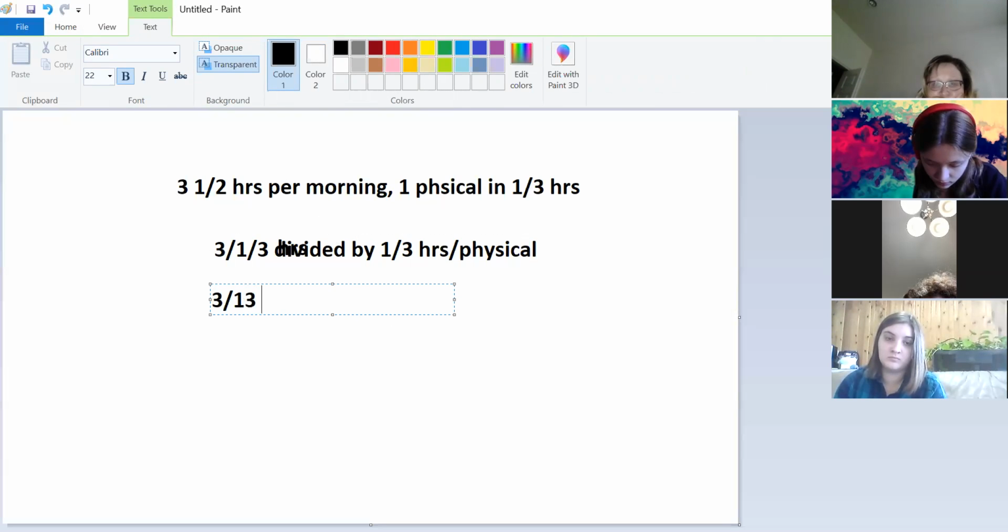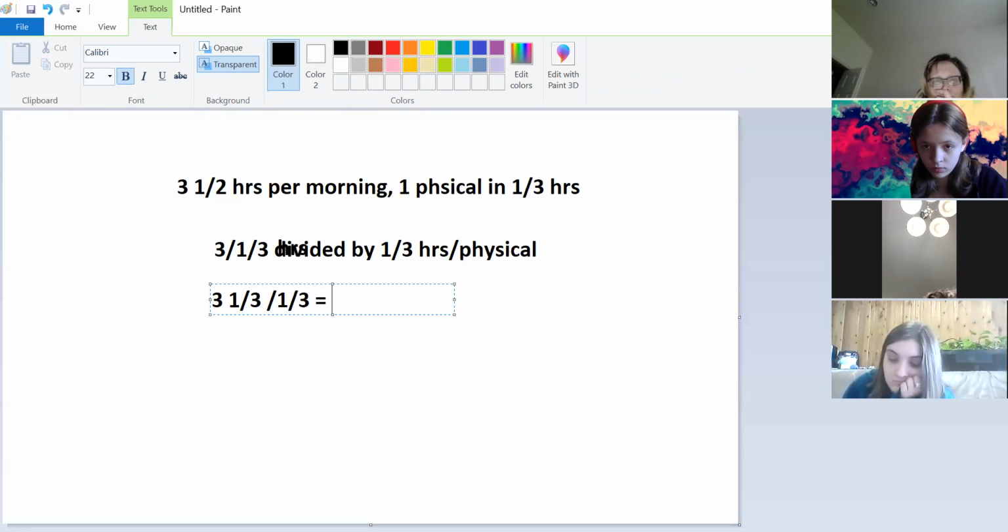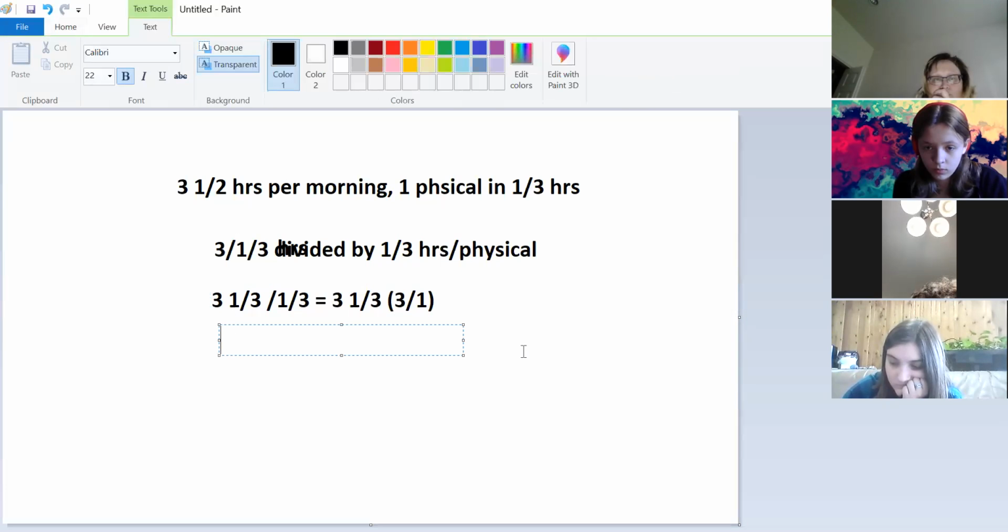3 1/3, all divided by 1/3. But we know when we do that, we're going to flip and multiply. So it's going to be 3 1/3 times 3/1, right? So it looks like that. We need to convert this to an improper fraction. What's 3 1/3 as an improper fraction? You take 3 times the 3 in the bottom.